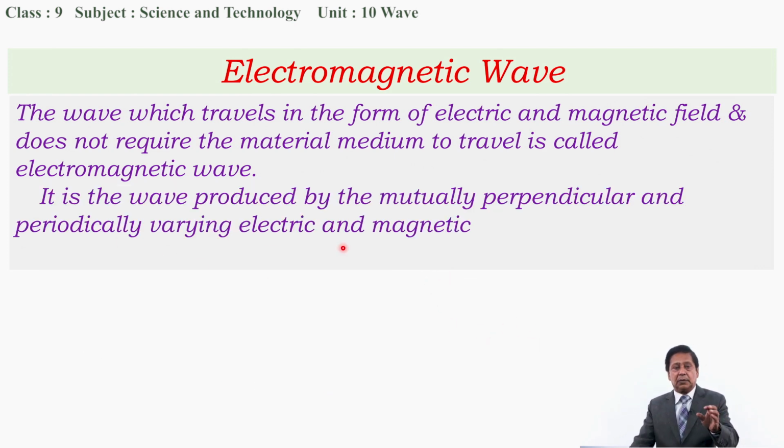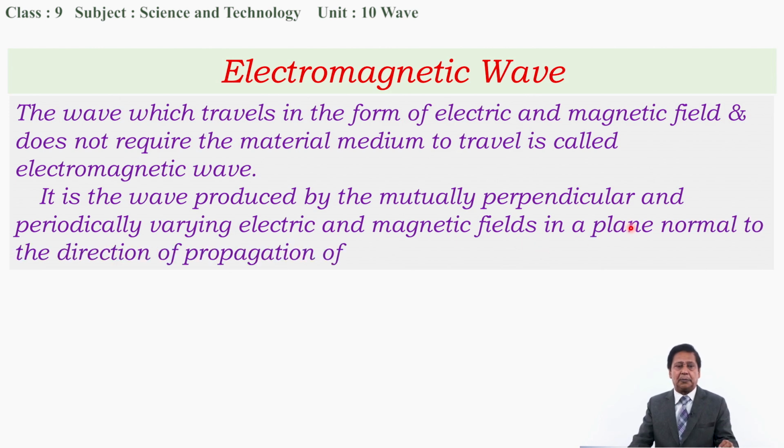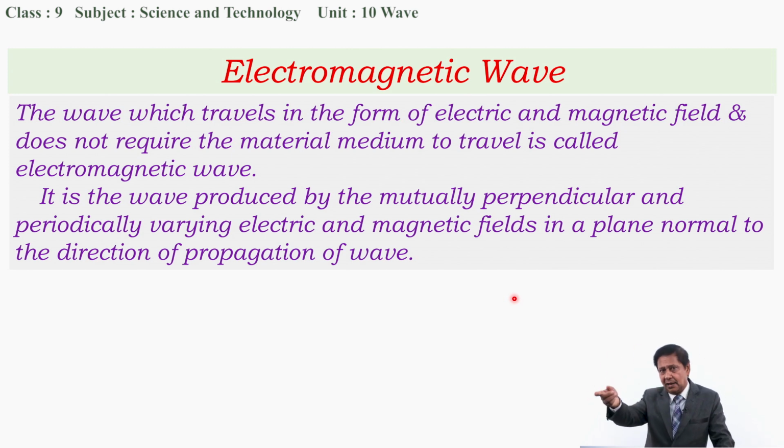It can be written shortly like this: it is the wave produced by mutually perpendicular and periodically varying electric and magnetic fields in a plane normal to the direction of propagation of the wave. I told you about the electromagnetic wave and about the mechanical wave. Electromagnetic waves come later; I'll tell you about them in the next class, but we are continuing with the mechanical wave.